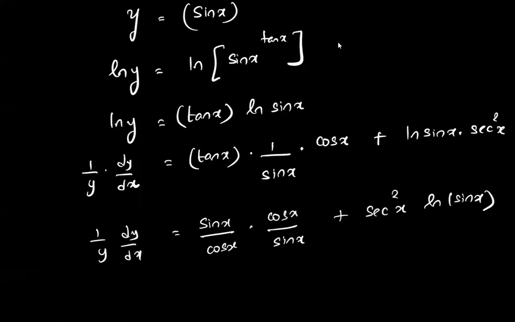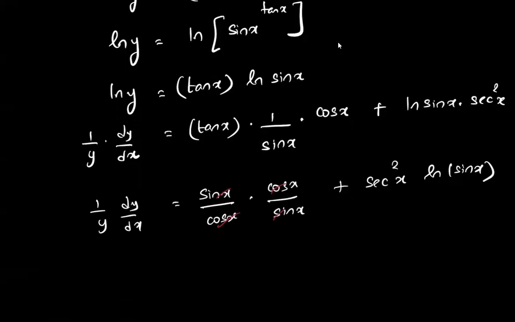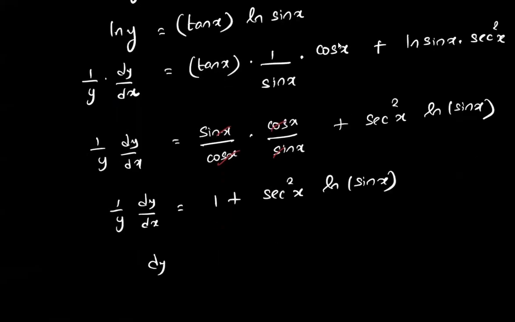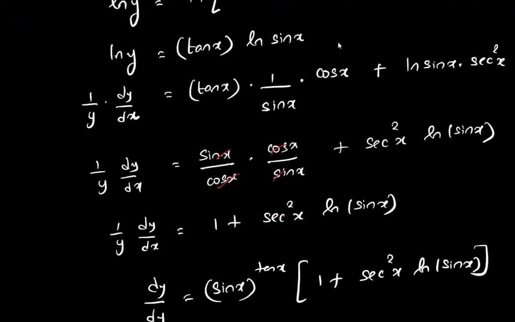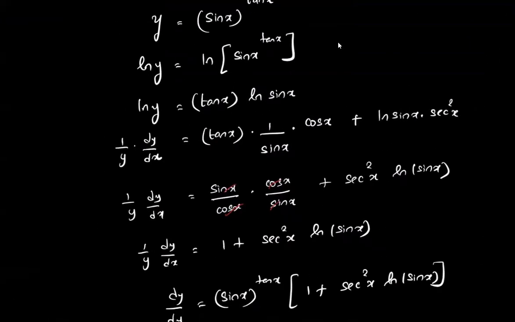All of this is going to get cancelled, leaving me with just 1. So this will become 1 over y dy dx is 1 plus secant squared x ln sine x. And then finally, I move the y over to the right hand side, and y is sine x to the power of tan x. And then I have 1 plus secant squared x ln sine x.